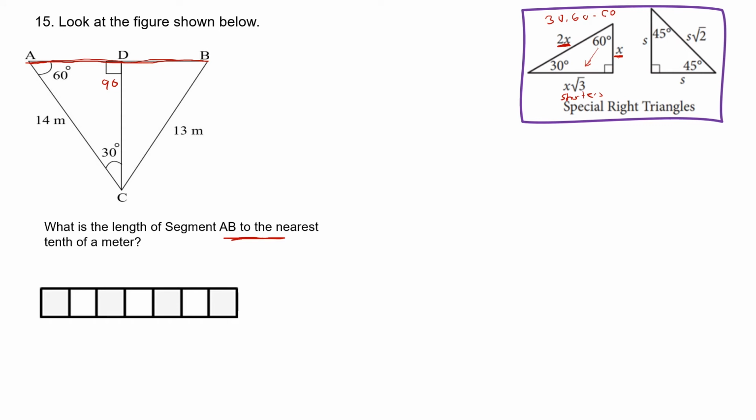Quick review of 45, 45, 90. The two legs would be congruent because they're opposite the same degree angle. And the hypotenuse is the square root of 2 times that shorter leg. So as an example, if my hypotenuse was 7 square root of 2, then my legs, because they would be congruent, would be just 7. So a quick review of both. But since we're working with the 30, 60, 90, let's use that one here.